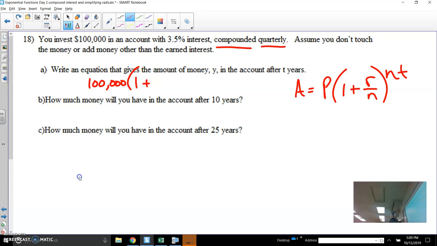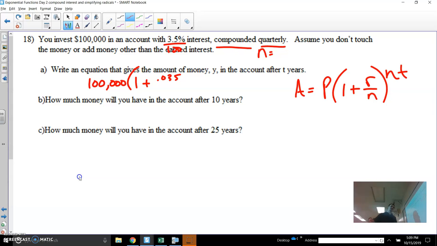And we want to divide this number by 100. Never use the interest value as it sits. Always change that number by division. So that would be 0.035. And now for the n part, n is connected to this idea of compounded quarterly.